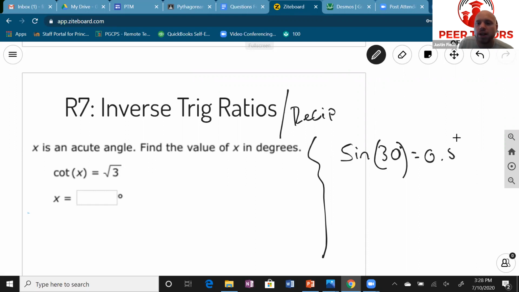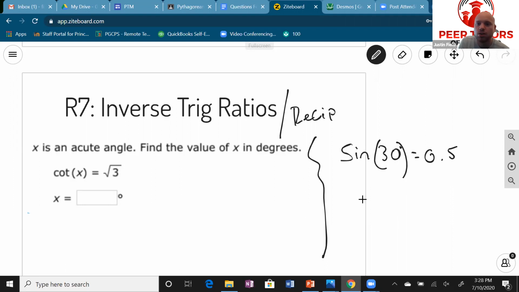That means the ratio of the opposite side to the hypotenuse is 0.5. And we know that because in a 30, 60, 90 triangle, the sides are x to 2x, right? So that means the 30-degree side is half of the hypotenuse. Okay, so that makes sense to us.